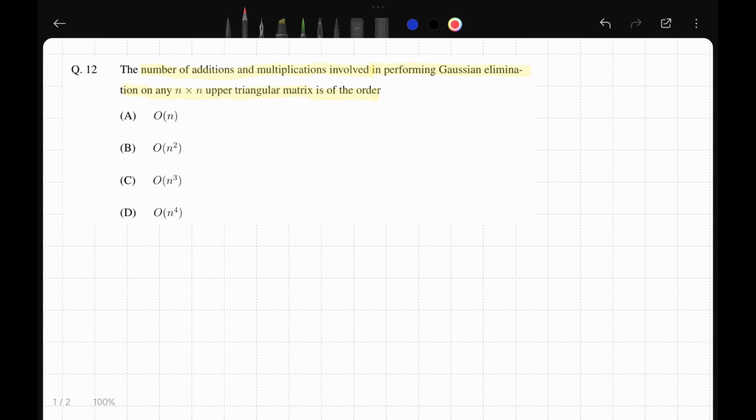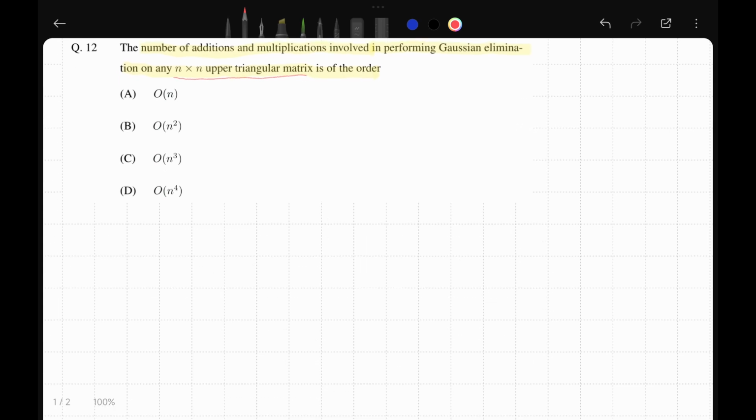But in this question, they have already given that we are performing Gaussian elimination on an upper triangular matrix itself. So the matrix itself is upper triangular. We don't have to again bring the matrix to the upper triangular form, right? So we don't have to worry about the reduction, basically. We just have to worry about solving the equation. So we don't have to worry about the elimination part. I will solve this with an example.